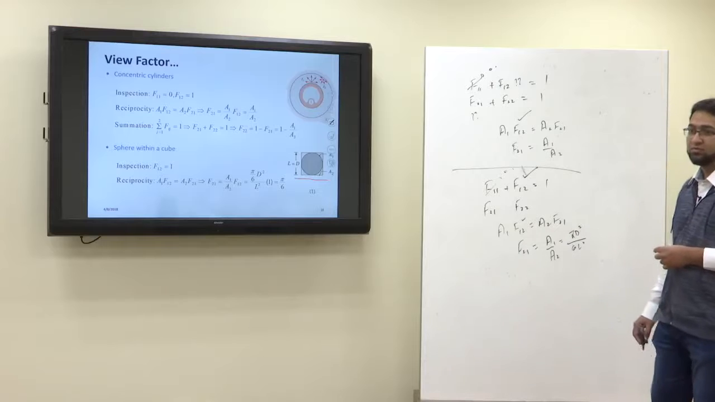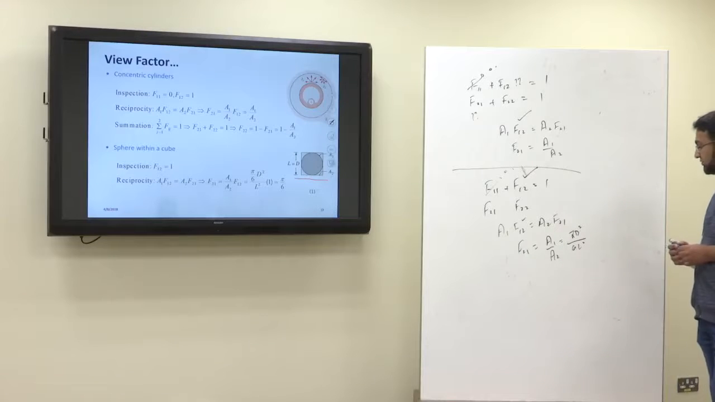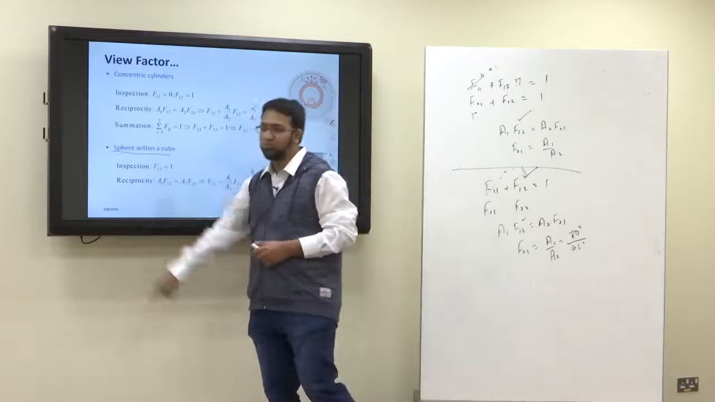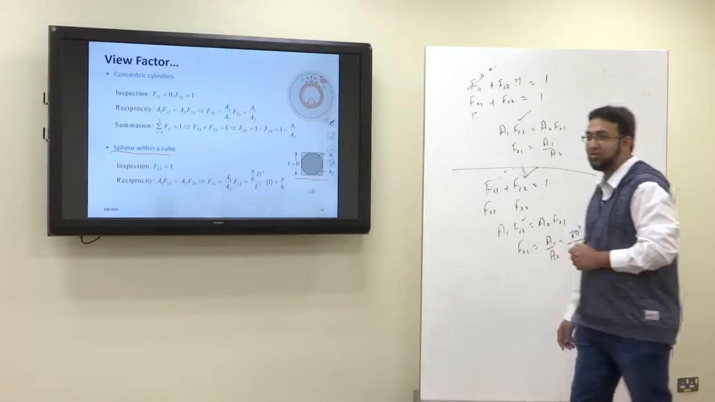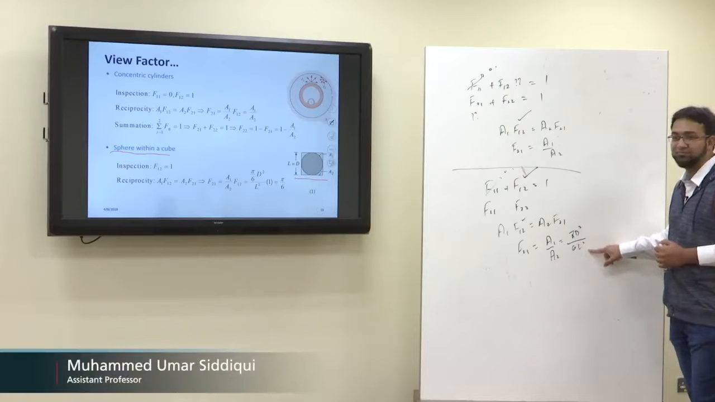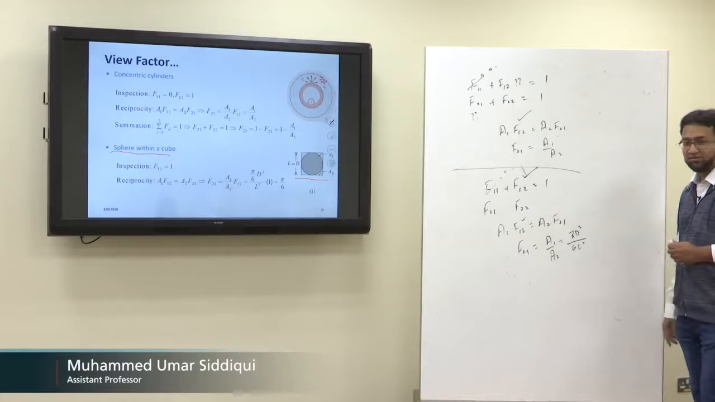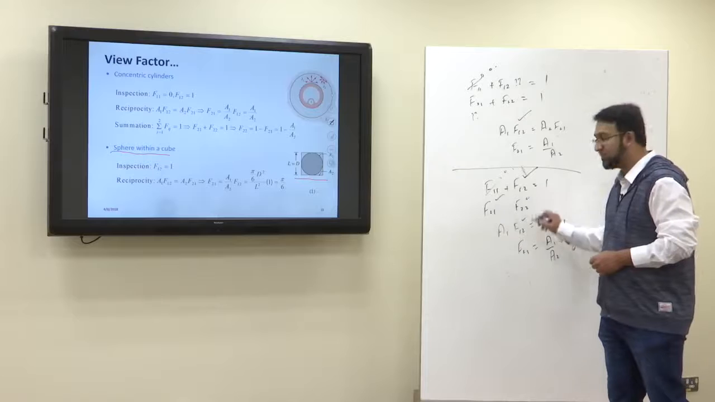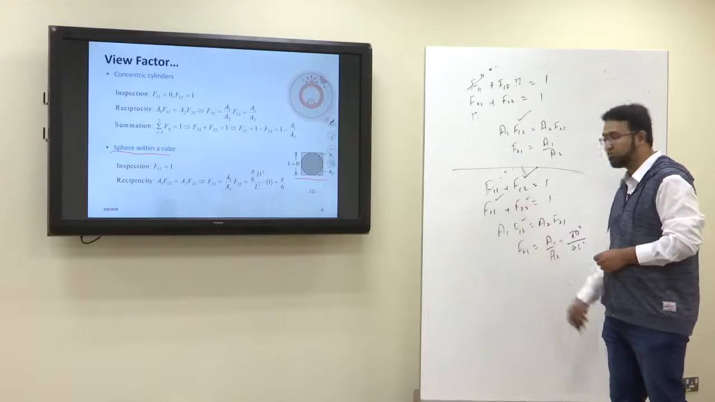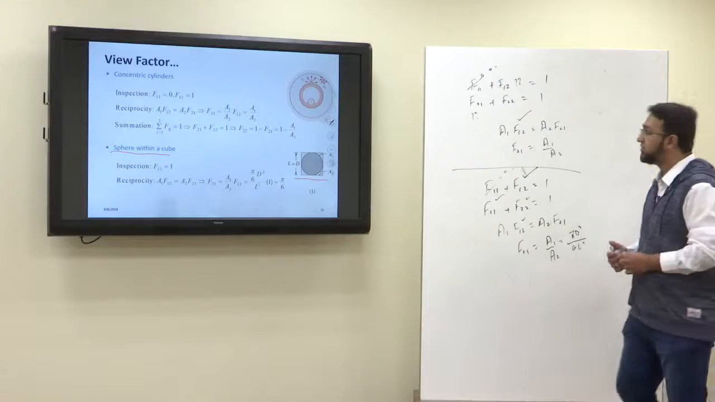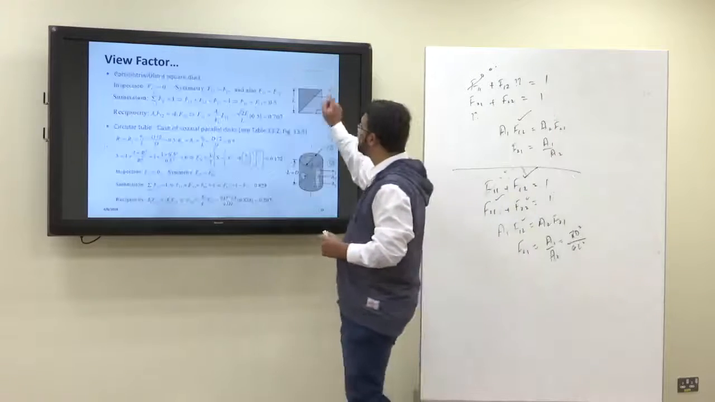The area of the circle, pi over 4 D squared. No, it's not the circle. I'm talking about a sphere, a sphere within a cube. So it's pi D squared. But since L and D are the same, they will cancel. So it's pi by 6. If we know F21, then we can find F22, because F21 plus F22 is equal to 1. Is it clear? Yes. So we determined this case. Let's move towards the other case.